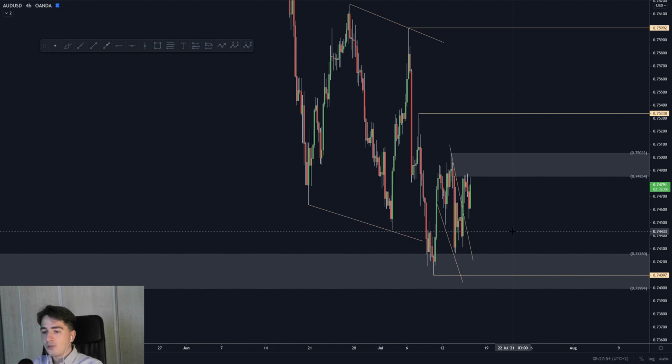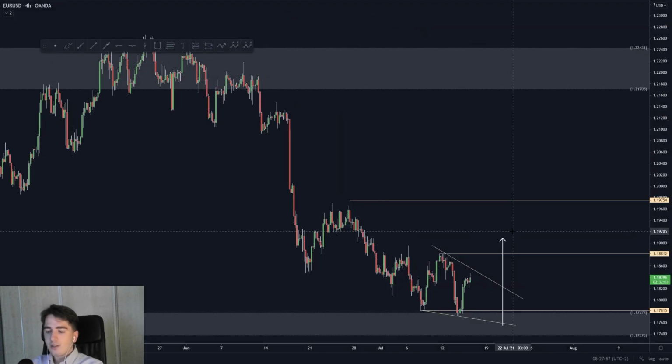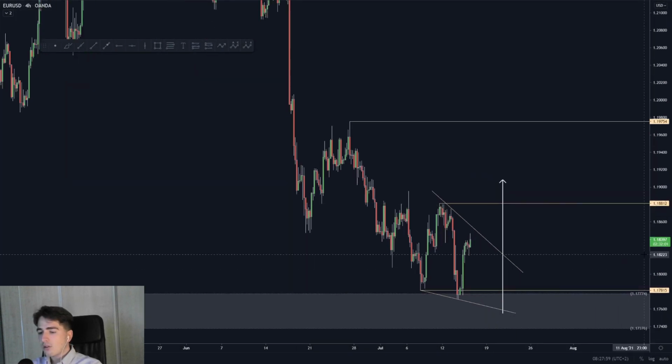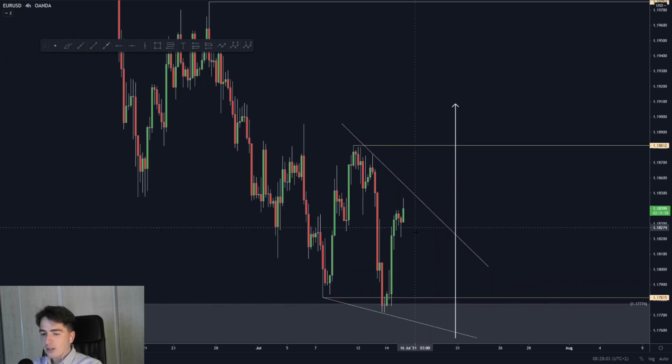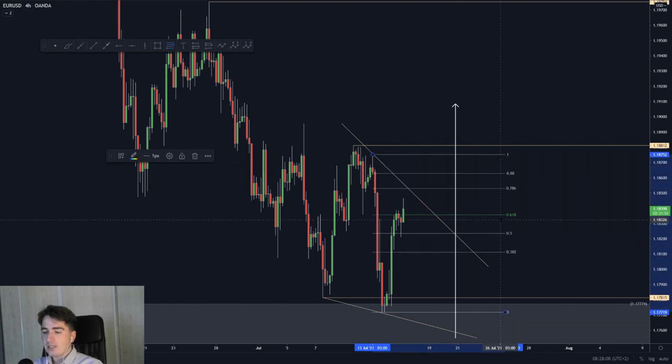Let's head over to Euro dollar. So Euro dollar pretty interesting at the moment. As you guys can see, some major deceleration within the market. Main reason for this being is the fact that we have seen the 618 fib retracement over here.